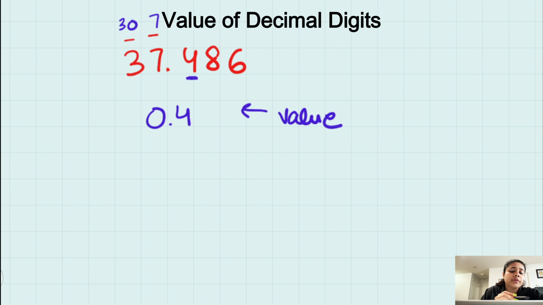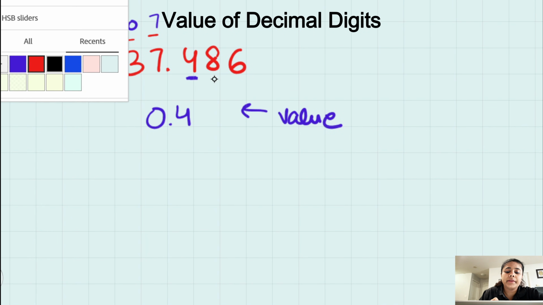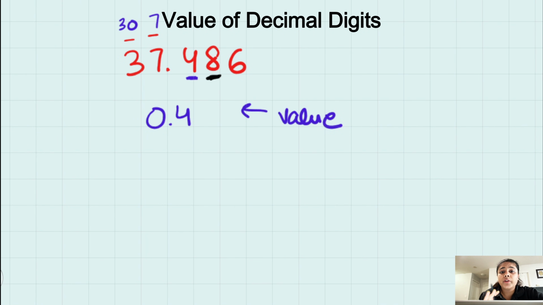But what if we need to give the value of 8? So whatever you have before the decimal doesn't matter, it will be simple 0.0 decimal.